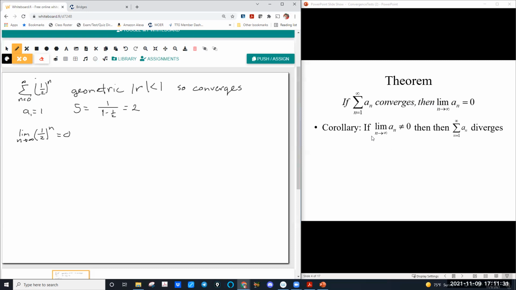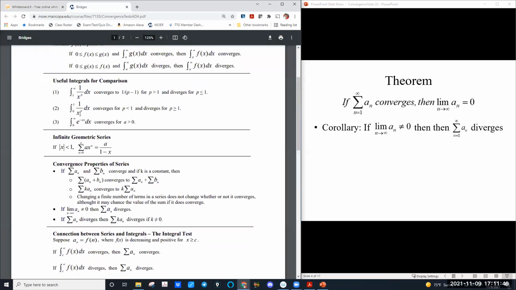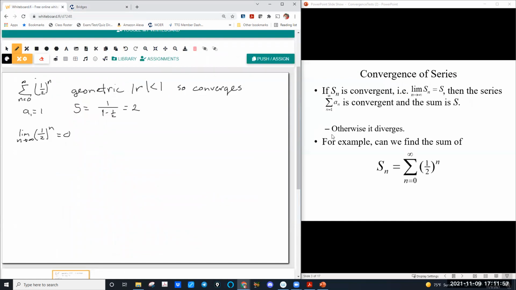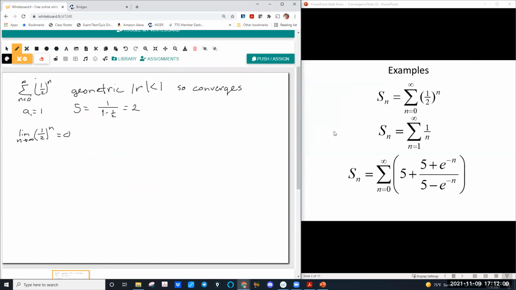Now, here's how we're going to use it more often. If the sequence does not go to 0, then we know the series diverges. I want to show you where this is on the sheet: convergence properties of series, right here. If the limit does not go to 0, then it diverges. It's an easy one to use, and it should be one of our first tests, guys, before we go on to anything else, because if the sequence does not go to 0, we're done. It diverges.